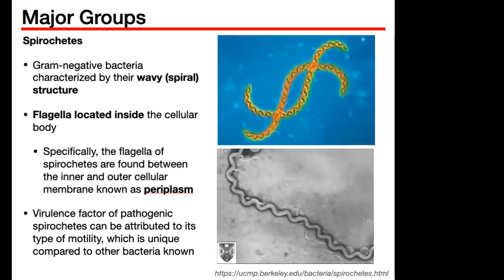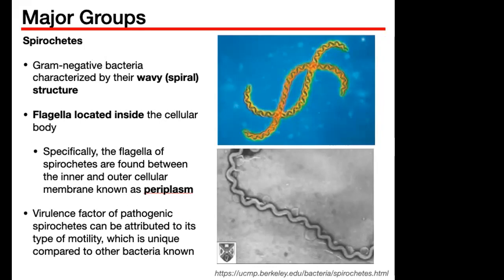Okay? And then we also have spirochete. Spirochetes are gram-negative bacteria naman. Ang kanilang distinguishing feature is the wavy or the spiral structure, no, that's within their body. And this is basically flagella that's located inside their body. And specifically, yung flagella ng spirochete, it's found between the inner and the outer membrane known as the periplasm. Okay? And these are also pathogenic, mostly are pathogenic. No, say for example, yung syphilis, which is also a sexually transmitted infection, is caused by these bacteria. Okay?